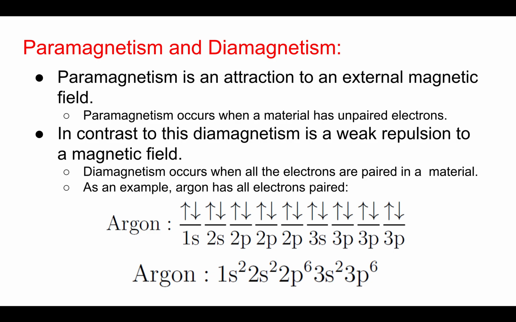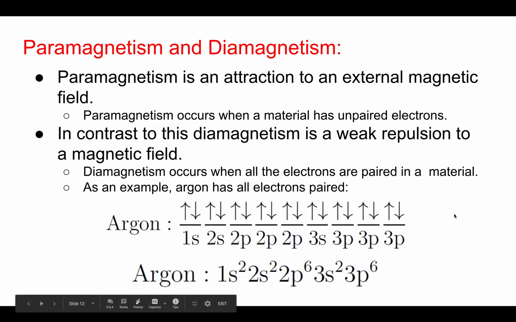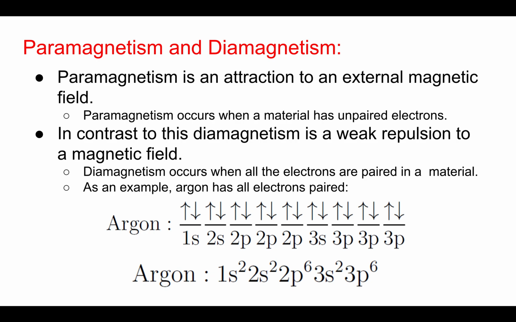Okay, we know one of our noble gases, argon, has all of its electrons paired. We see all the electrons paired here. So argon would be an example of a diamagnetic material. If we were to put argon in a magnetic field, we would experience a weak repulsion to that magnetic field.